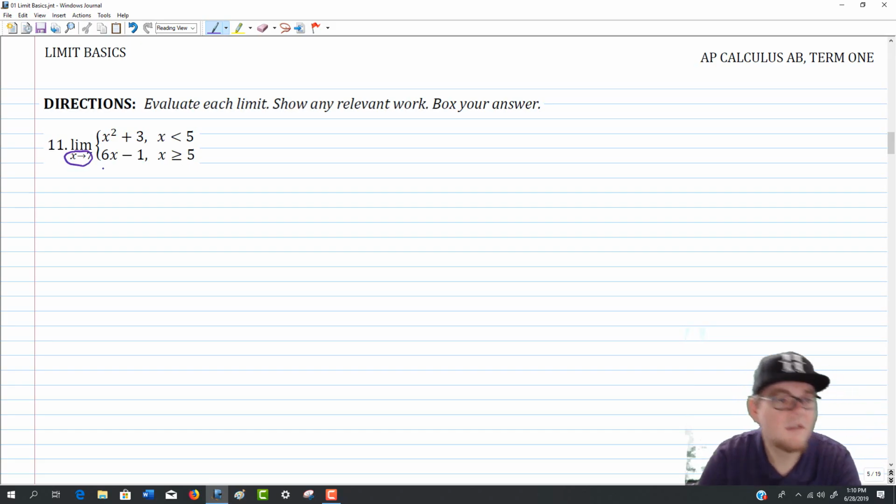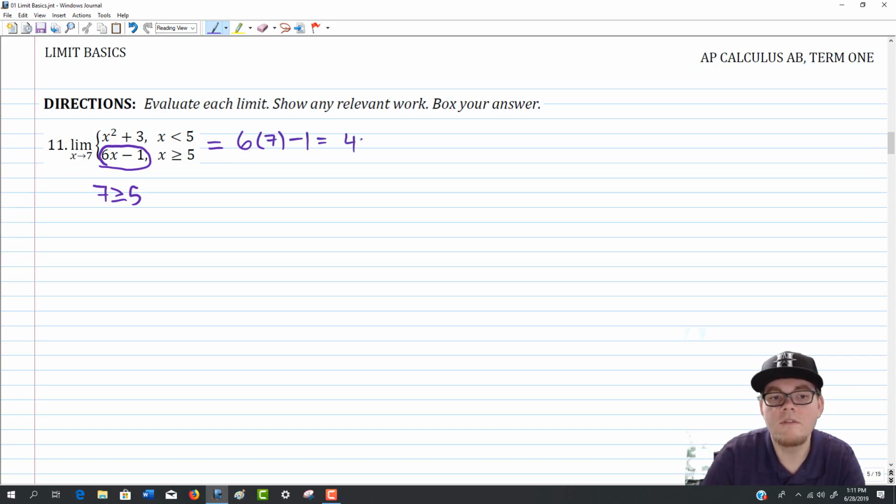Unfortunately, in question number 11, they're asking us for the limit as x goes to 7. So in this case, if we want to evaluate this limit, we need to use the appropriate branch that includes 7. And looking in here, 7 is greater than or equal to 5, which means that we're going to use the bottom branch. That bottom branch is 6x minus 1, so I'm going to plug 7 into 6x minus 1, which gives us 42 minus 1, or 41.